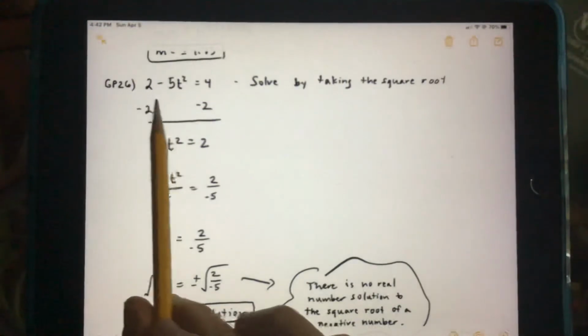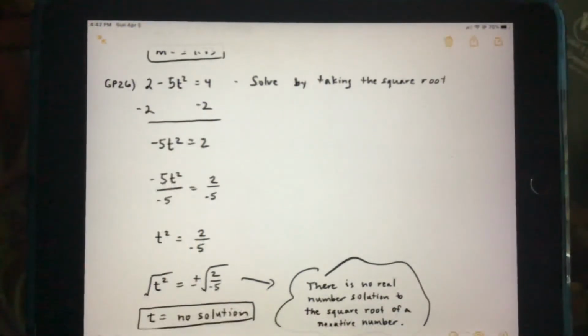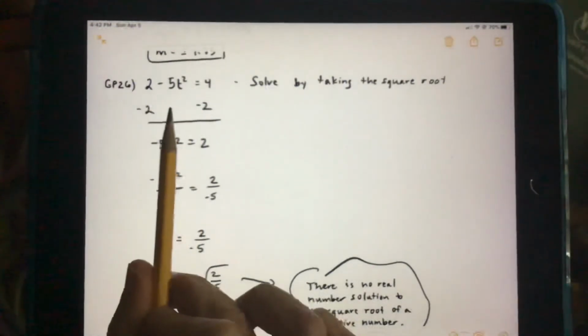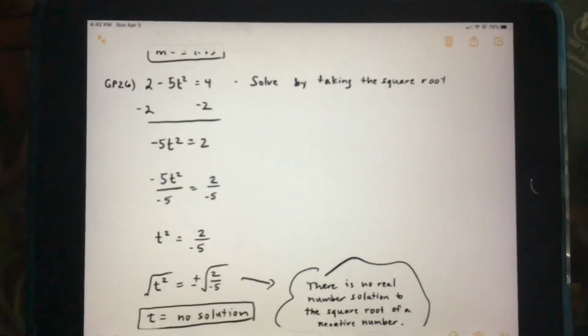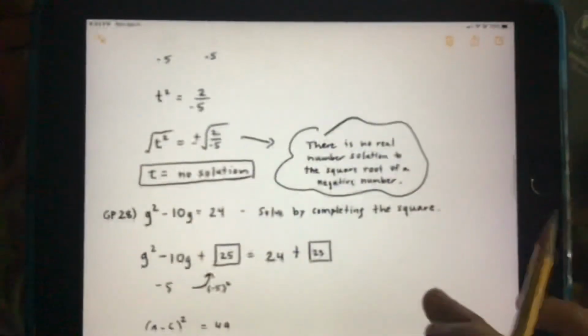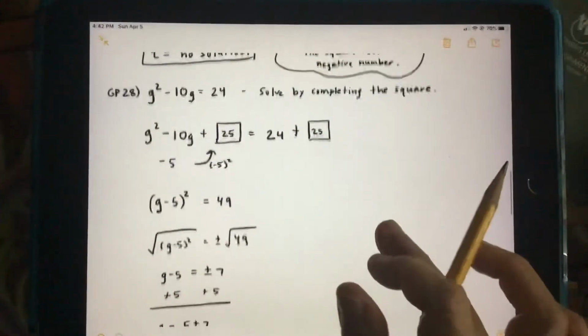Again, this is a really good problem to use taking the square root as a method because we see t squared, but we don't see any t's. So if you see x squareds and x's, taking the square root isn't a good choice. But if you just see x squareds or any variable squareds, taking the square root is a really efficient method to solve your equation. All right, guided practice 28.